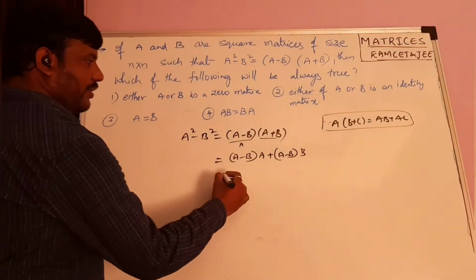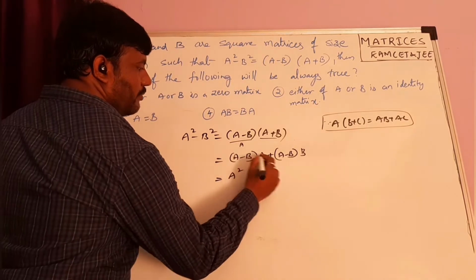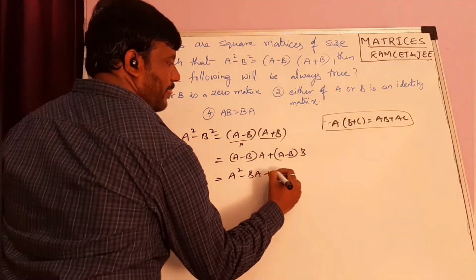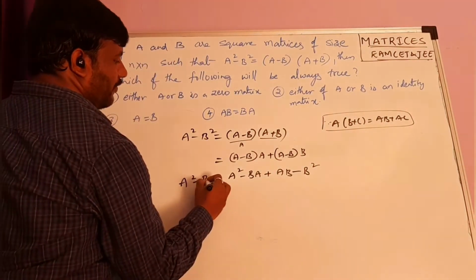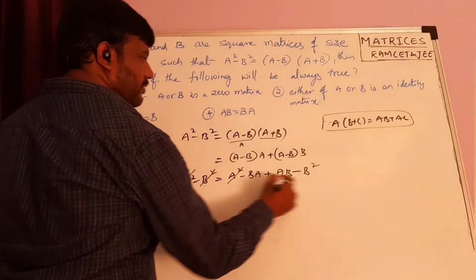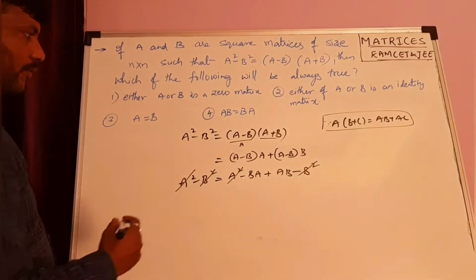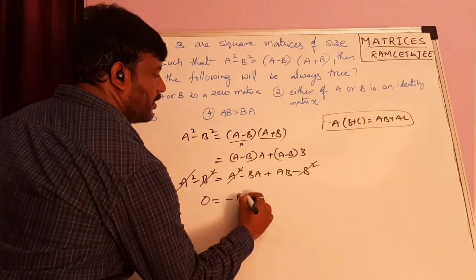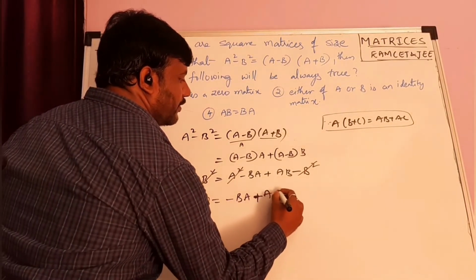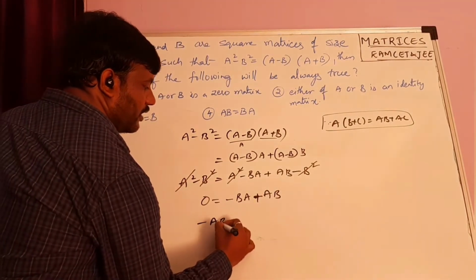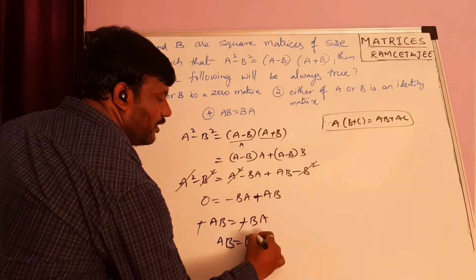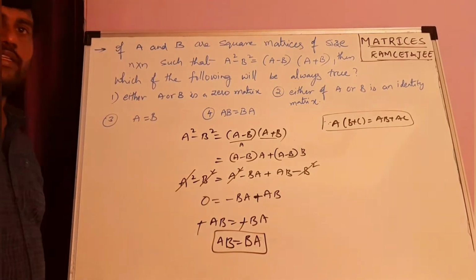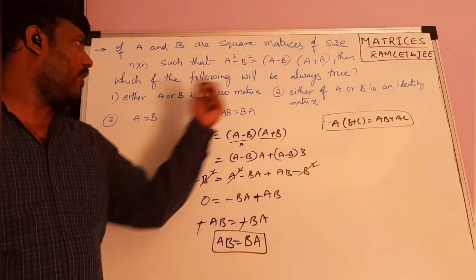Now take the multiplication: A into A, A square, minus B into A, minus BA, A into B, AB, minus B square. Here on the left-hand side we have A square and here A square, and B square minus B square will be cancelled. Now what we are left with is 0 is equal to minus BA plus AB. Now take AB this side: minus AB is equal to minus BA, the minus signs cancel, AB is equal to BA. So you get the condition AB is equal to BA. That means the option here is 4.